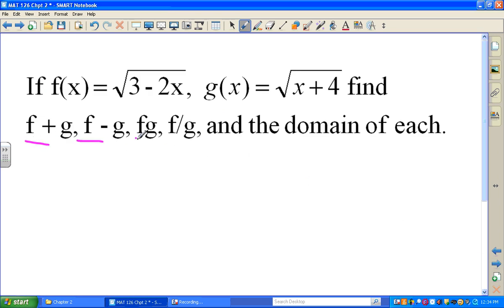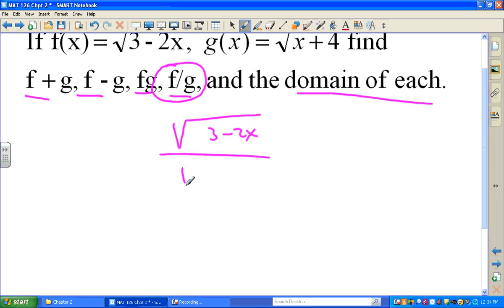Add, subtract, multiply, and divide. Find the domain. Anybody have any domain issues we need to talk about before the test on Thursday? The only one that would be difficult, I think, would be f divided by g. The square root of 3 minus 2x over the square root of x plus 4. The domain would be the intersection of both domains. In other words, what do both domains have in common?